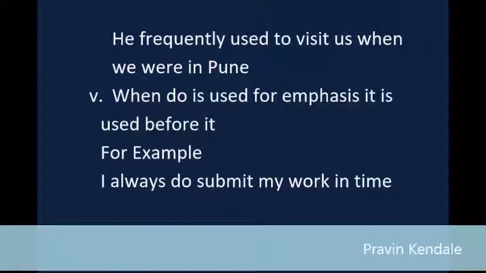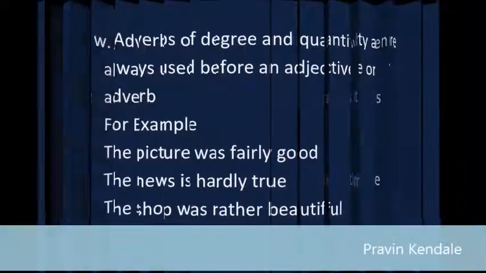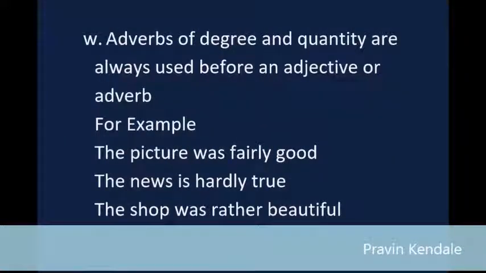Adverbs of degree and quantity are always used before an adjective or adverb. For example, the picture was fairly good. The news is hardly true. The shop was rather beautiful. When adverbs of degree and quantity are used to modify a verb, they are placed before main verbs. For example, he almost killed a snake. She has just arrived. The work is nearly finished.